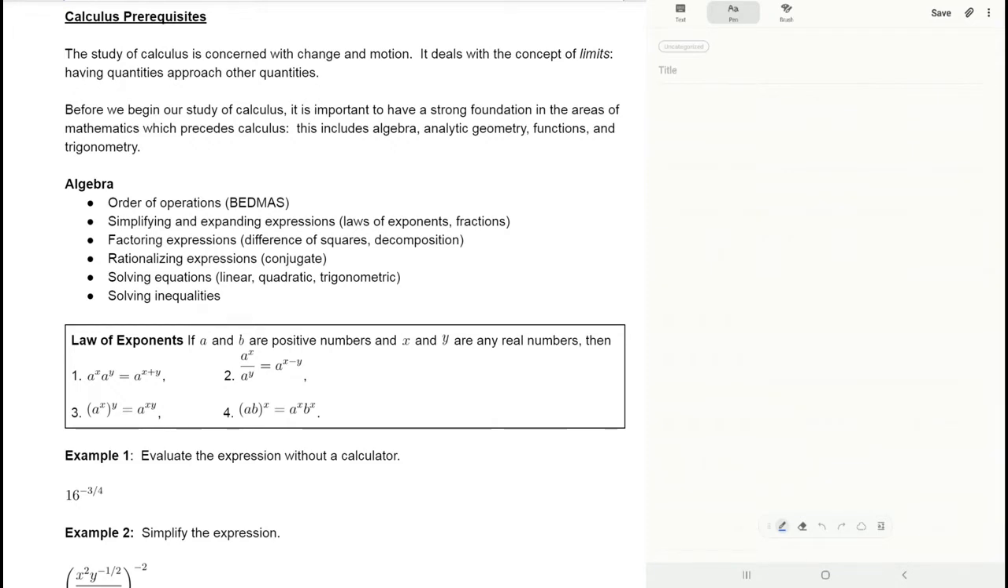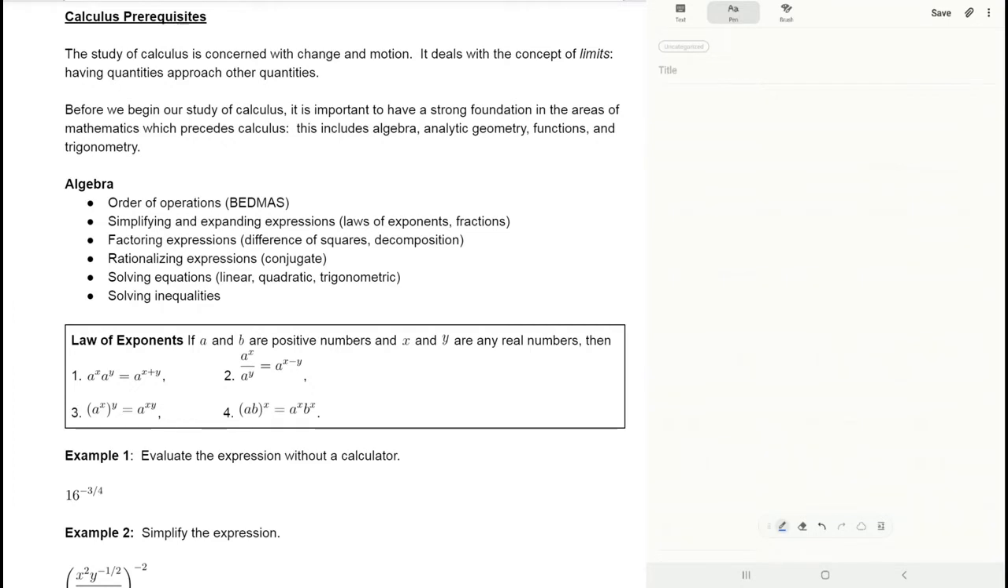Now it's going to be important to have a strong foundation in the areas of math that precede calculus, which include algebra, analytic geometry, functions, and trigonometry. So the main focus of this video is to go over these areas in order for us to be successful in calculus.